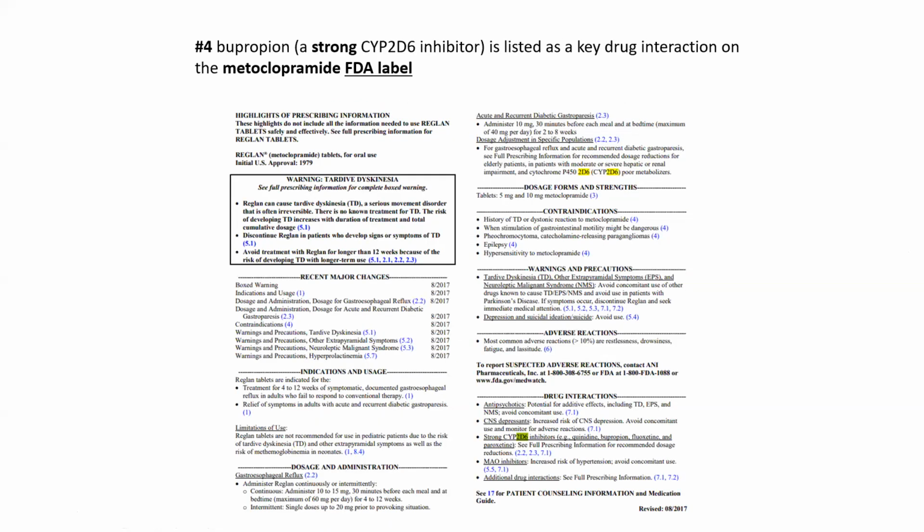If you go onto the Reglan label, the metoclopramide FDA label, some of the key drug interactions that are listed on the first page of the label includes bupropion and other strong CYP2D6 inhibitors. So the label even says it's a key drug interaction.